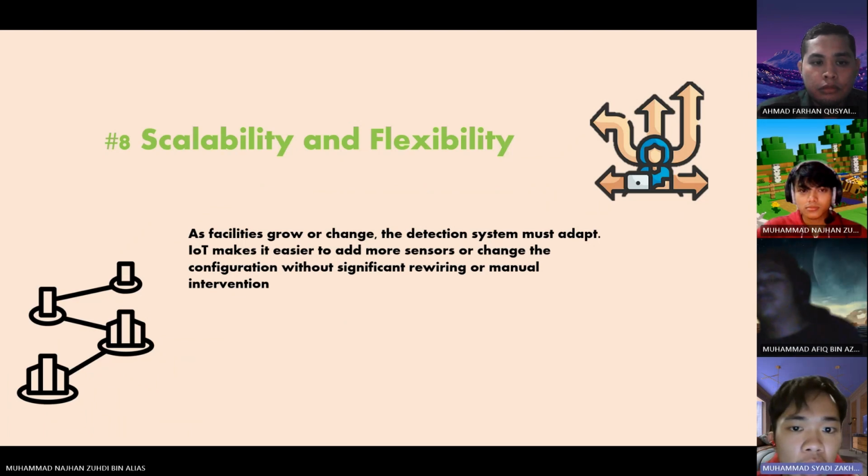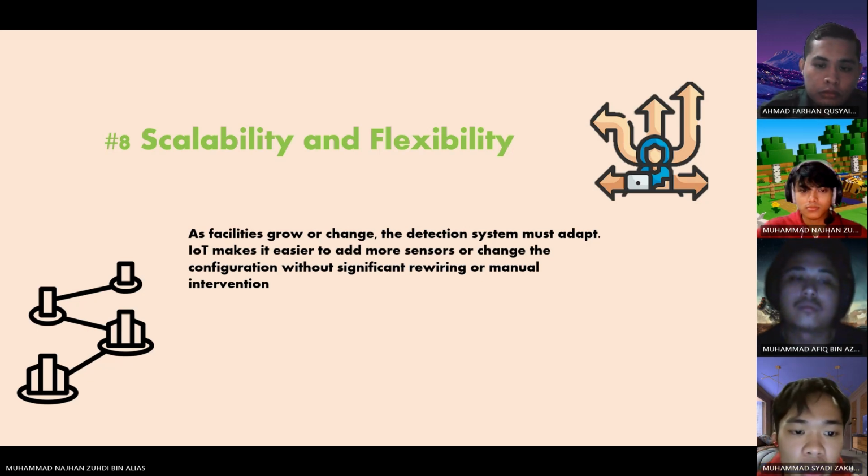Number 8, scalability and flexibility. As facilities grow or change, the detection system must adapt. IoT makes it easier to add more sensors or change the configuration without significant rewiring or manual intervention.